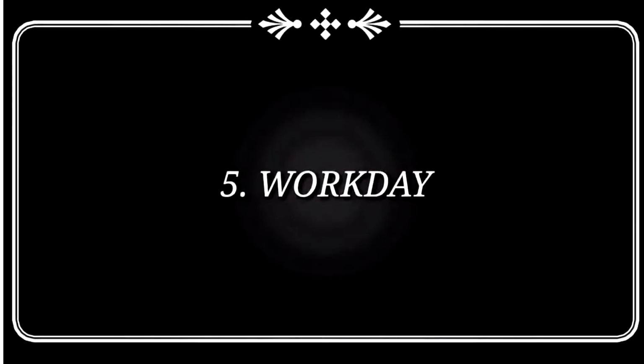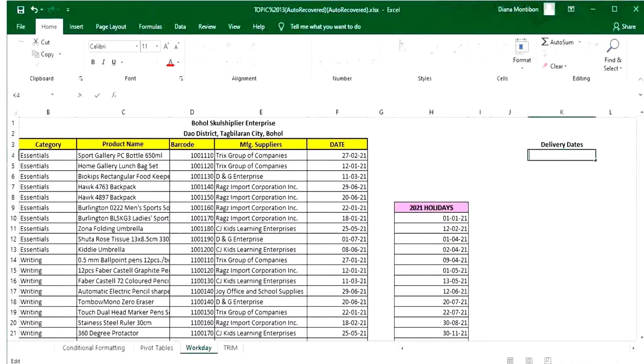Number 5, the WORKDAY function. You can use the WORKDAY function to calculate completion dates, ship dates, and delivery dates that take into account non-working days. Date is our start date. Also, we have holidays. Our target is to know the delivery date to the supplier. So we use this function, equals WORKDAY. By using this function, we can pick weekends.